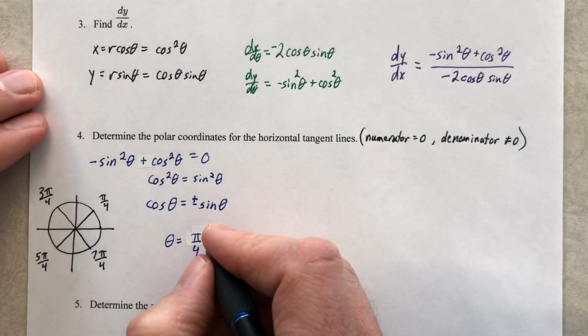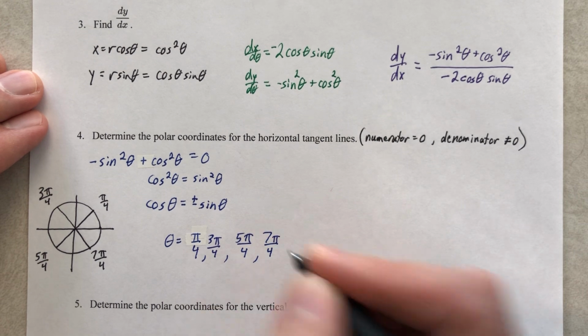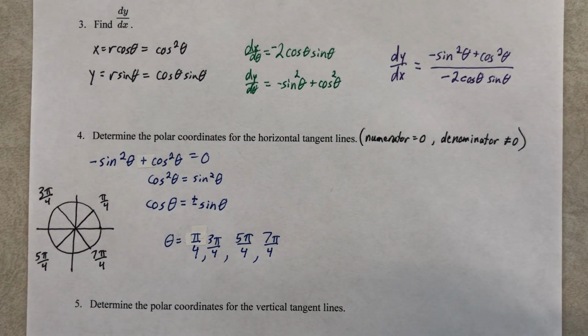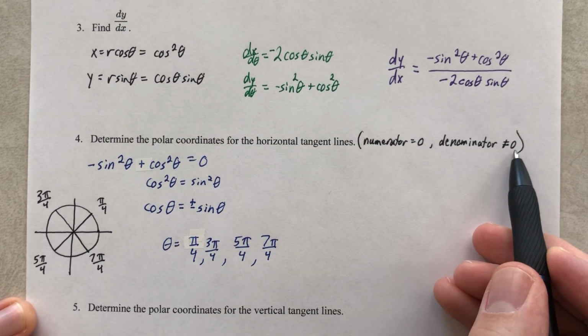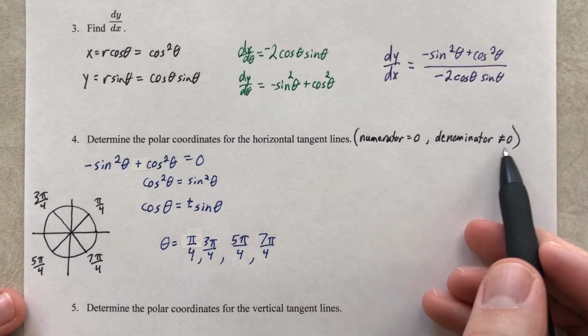And so 3 pi over 4, and then 7 pi over 4. There's that. So those are my theta values. Okay, let's stop for just a second, and I'm going to check something. I want to make sure my denominator never equals 0. So these are the theta values that make my numerator equal 0, but do they ever make a denominator 0?